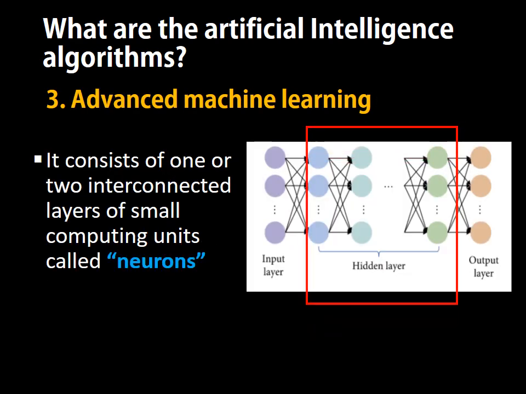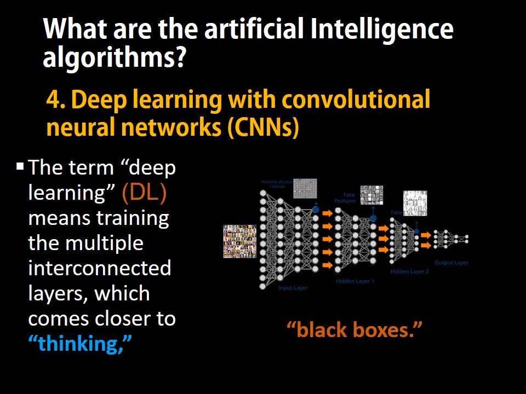Next is advanced machine learning. It consists of one or two interconnected layers of small computing units called neurons. The final one is deep learning with convolutional neural network, CNN. It is called the black box. The term deep learning means training multiple interconnected layers, which comes closer to thinking.